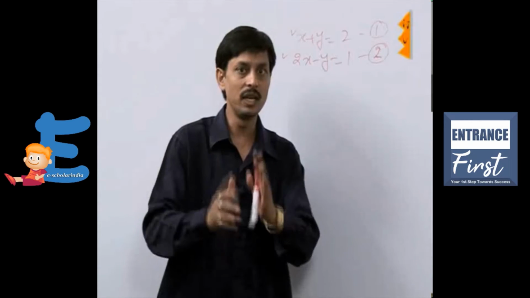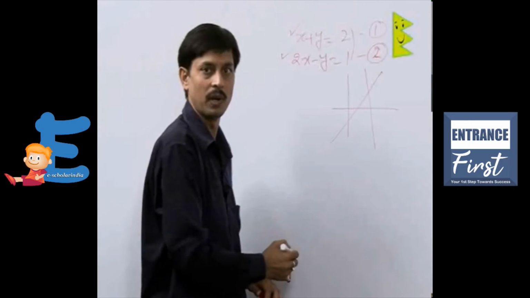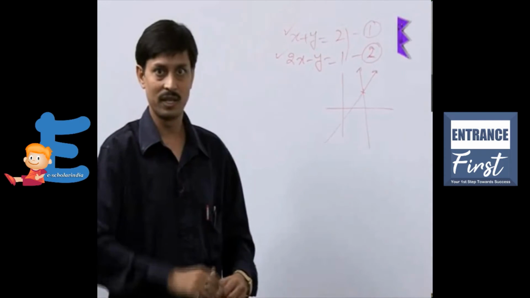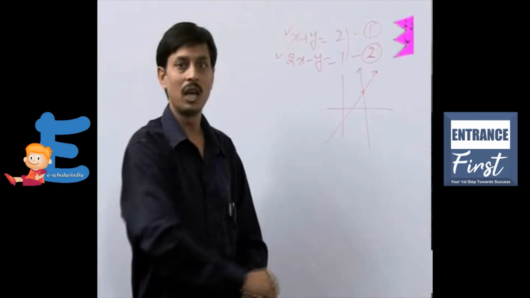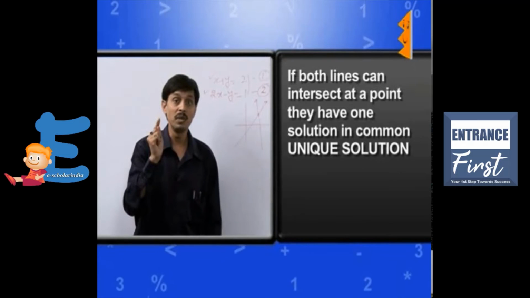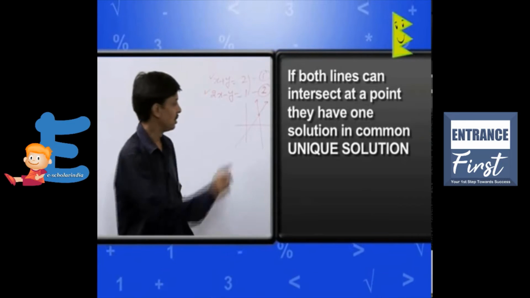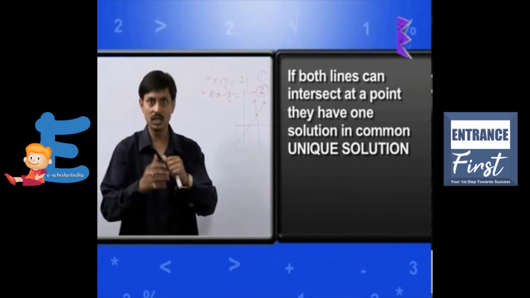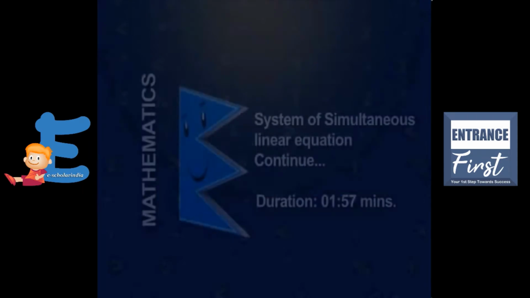If two lines intersect, suppose their graph comes like this shape, intersecting at a point. This line individually has infinite solutions, and the second line individually has infinite solutions. But when these two lines intersect at a point, it means they have only one solution in common. This situation is named a unique solution, or consistent, or intersecting lines, or you can say consistent with unique solution.